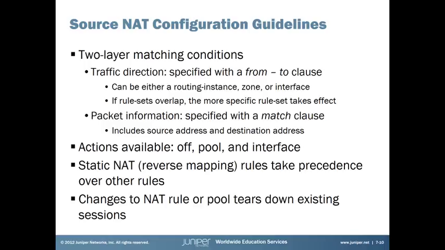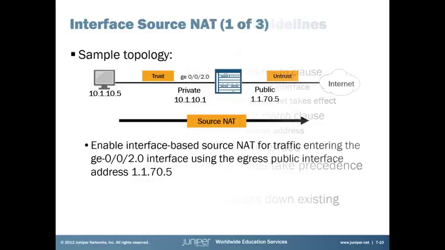Packet information is specified with a match clause, so it includes source address and destination address. So we can take some actions. We can have off, so we don't. We can have pool, so it gets NATed to a pool. We can say interface, so we just NAT to whatever's on that particular interface. Static NAT reverse NAT mapping rules take precedence over other rules, and changes to the NAT rule tear down an existing session.